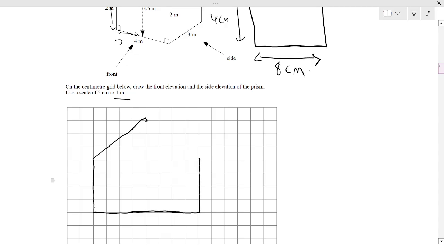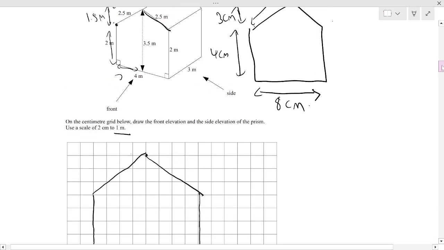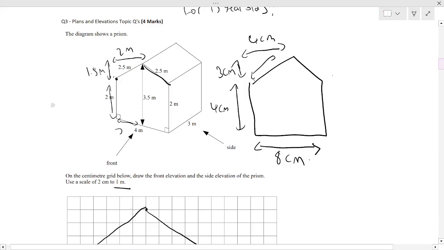Likewise, connect it there. And there we go. That should be our front elevation. Okay, cool. Now we need the side elevation.